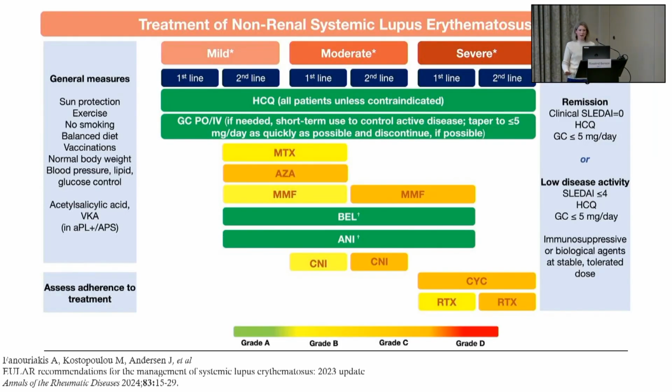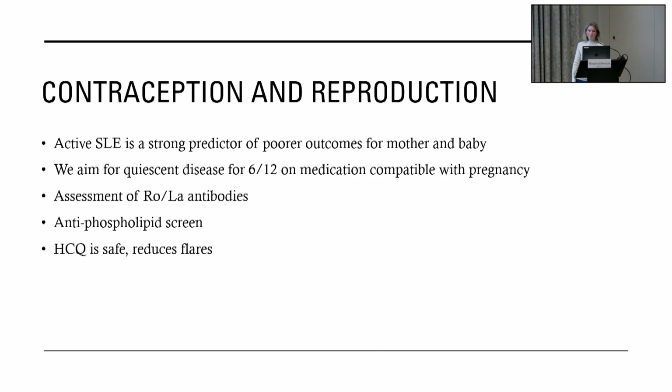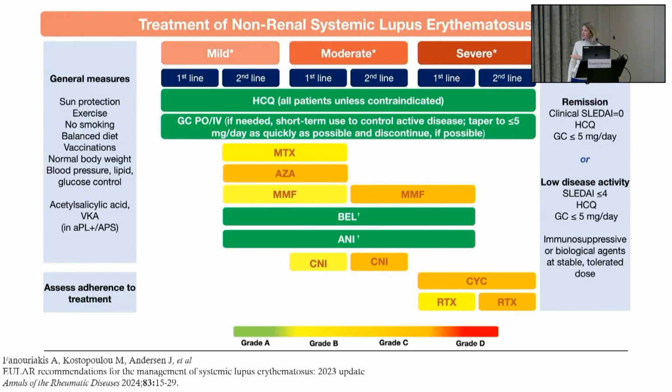So this is quite a nice picture describing what I've just said about how we approach our management. The other key thing on that slide to point out, on the right side, is the general measures that are really important, that we don't always give as much weight to, that we should do in clinic, about sun protection. We have to get our patients to wear factor 50 sun cream, because just being in the sunshine increases your risk of a lupus flare.